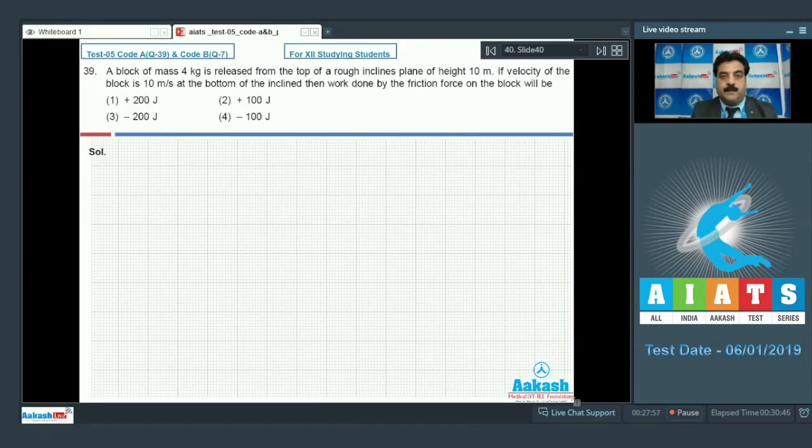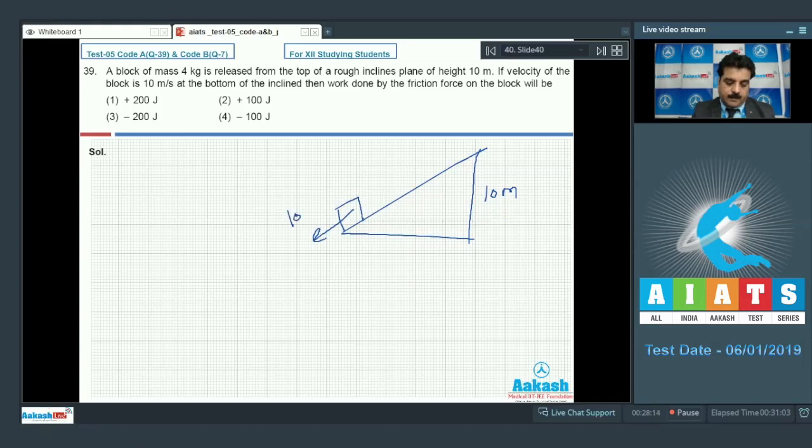In question number 39, a block of mass 4 kg is released from the top of a rough inclined plane. Height is 10 meter. If the velocity of the block at the bottom of the incline is 10 meter per second, then the work done by the friction force on the block will be? In this type of question, I would suggest you use the work energy theorem.